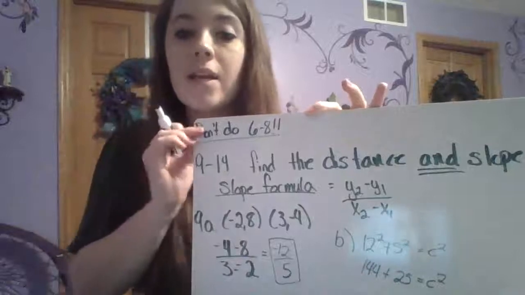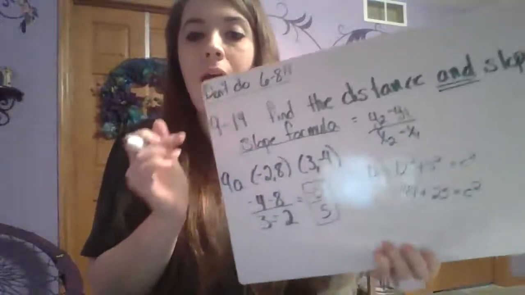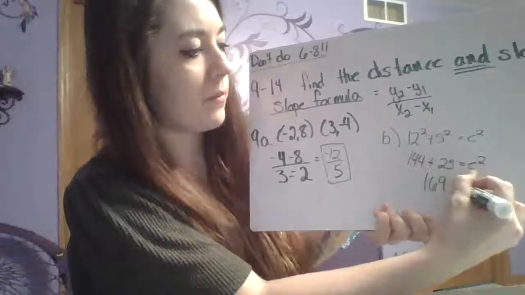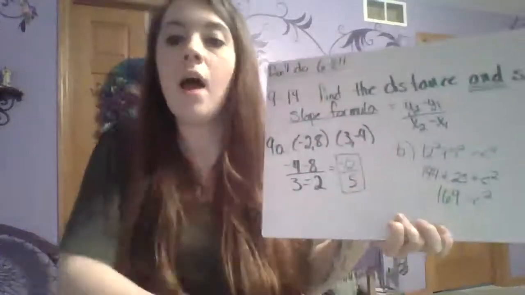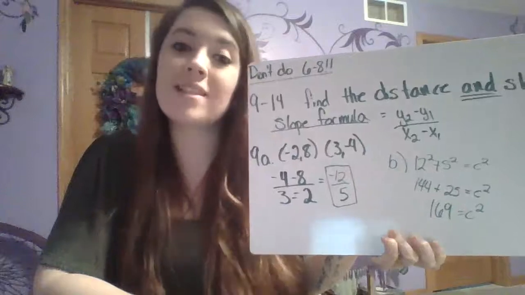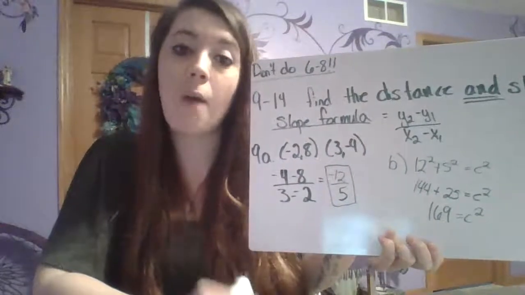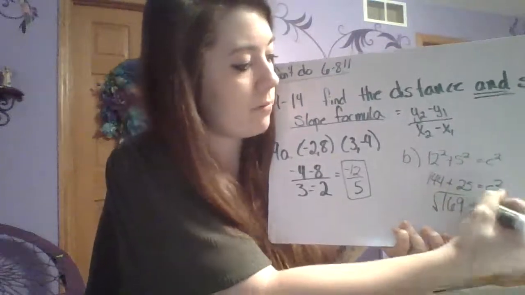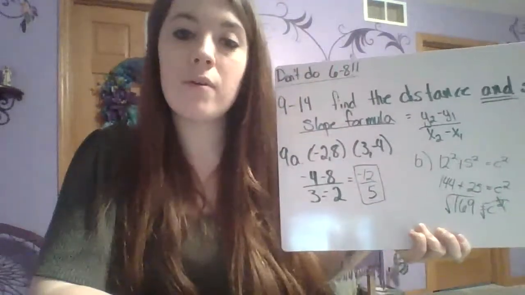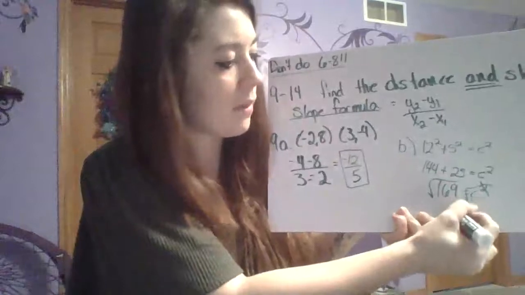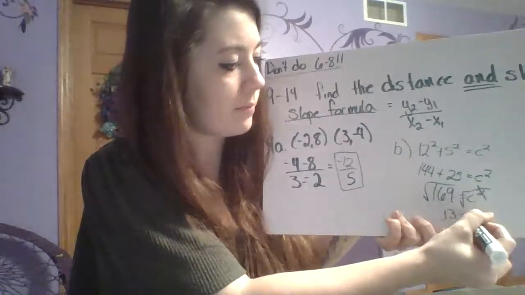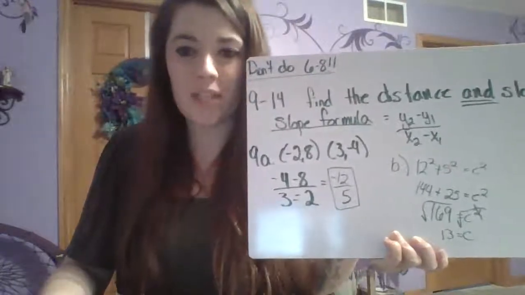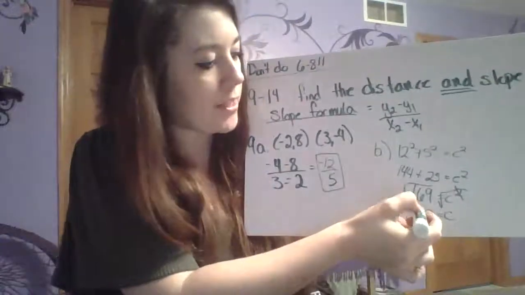So now we're going to take 144 and add 25 to it, which gets us 169 equals c squared. And so then, last but not least, we have to take the square root of both sides to find out what just c is, or what the distance is. So the square root of 169 is 13. So your answer for the distance between these 2 points would be 13.